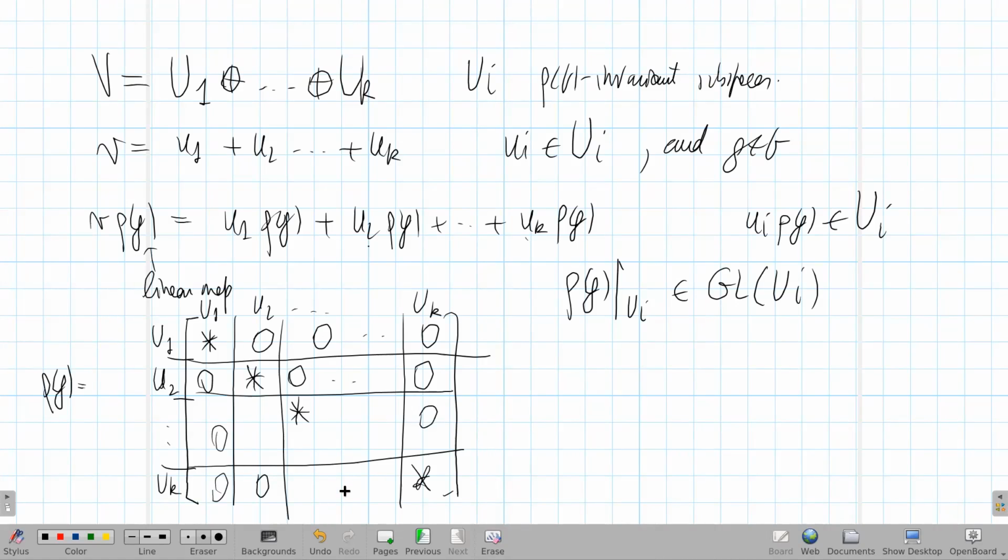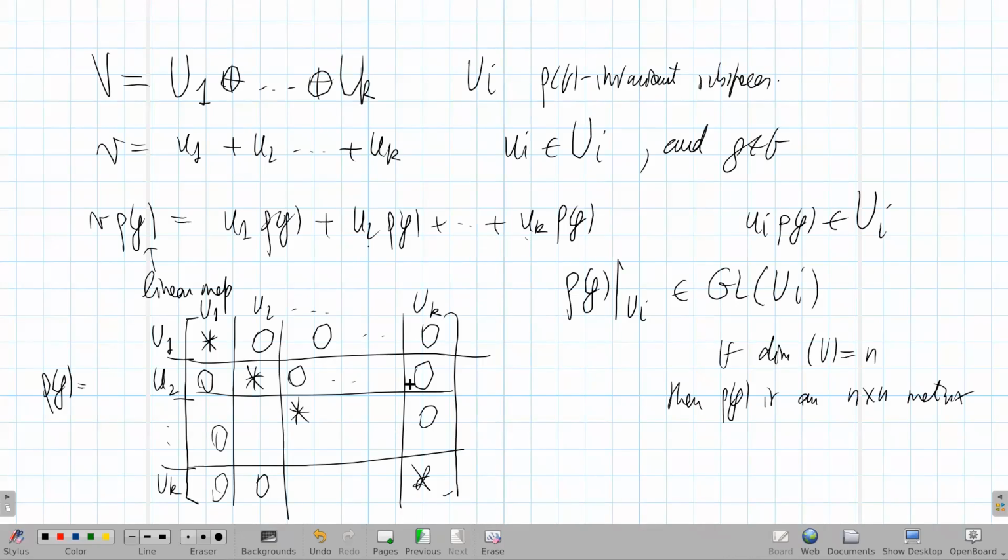And so you see the situation appears to be simpler than we expected, because if the dimension of V is n, then rho(G) is an n times n matrix, okay? So you expect that to describe rho(G), you need n squared elements, okay?